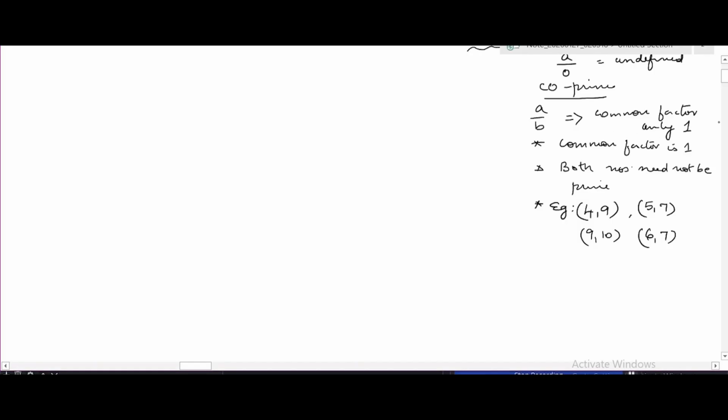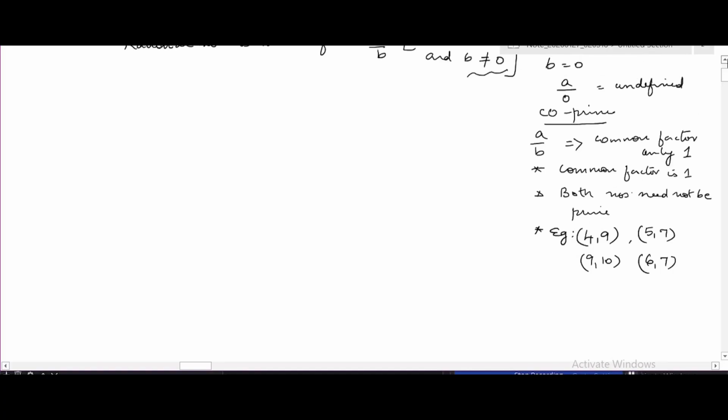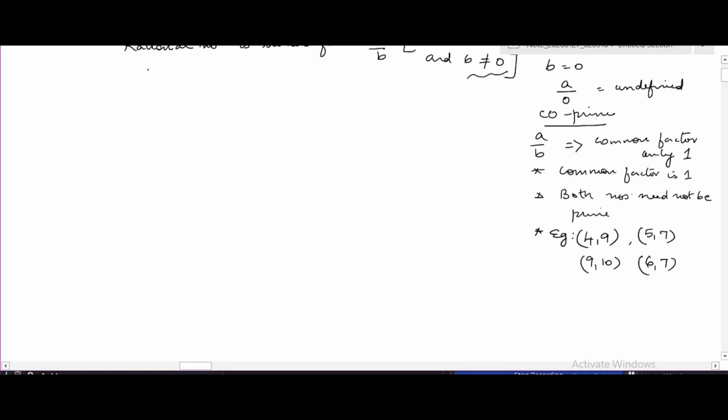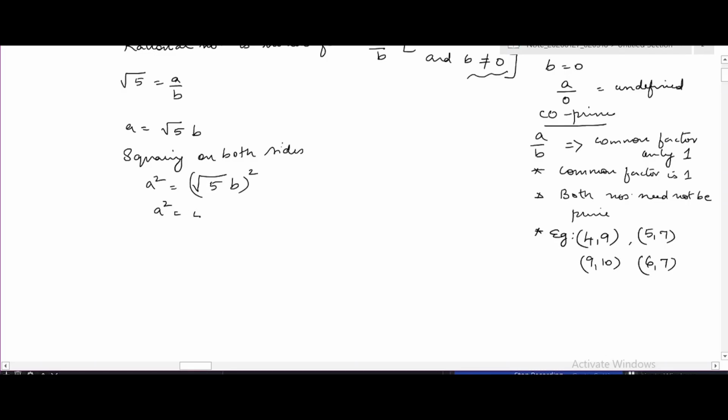Okay, so then we proceed with the sum. I just wanted to tell you this. Now, since we have taken it to be a rational number of the form a by b, we have root 5 is equal to a by b. So now we take a is equal to, we'll just transpose, root 5 b. Now squaring on both sides, a squared is equal to root 5 b the whole squared. That is a squared is equal to 5 b squared.